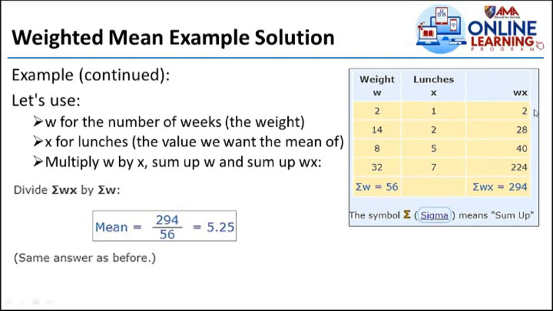Multiply W by X, sum up W, and sum up WX. So 2 times 1, we have 2. 14 by 2, 28. 8 by 5, 40. 32 by 7, we have 224. Yung summation of weight po natin is equal to 56. So WX, multiply itong dalawa, sum nila is 294. The symbol ganito, sigma, means sum up. So the mean is equal to 294 divided by 56 is equal to 5.25. Okay? So, same answer as before.